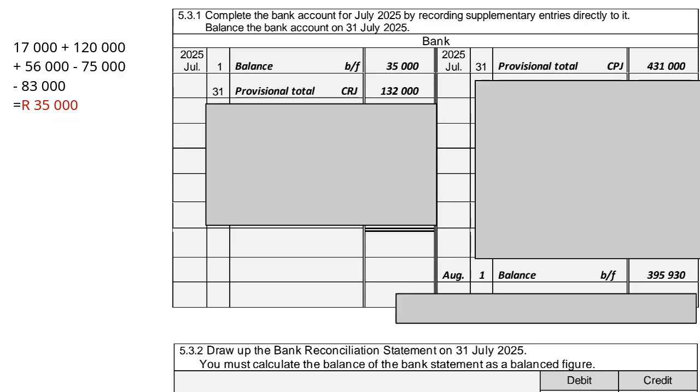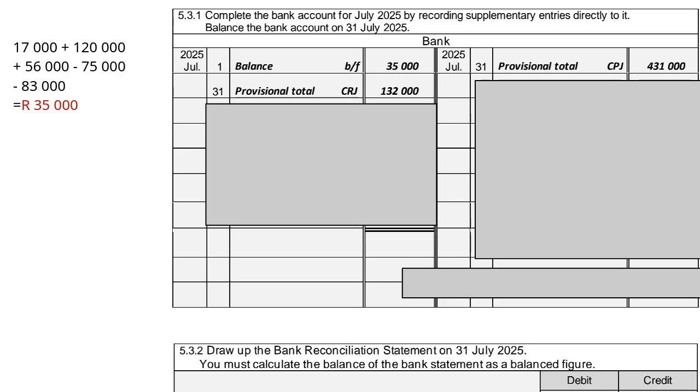The deposit of 56,000 Rand appeared correctly on the bank statement as 65,000 Rand. This deposit relates to cash sales and must be recorded in the business's books. So we need to determine the difference. What is 65,000 minus 56,000? That gives you 9,000 Rand, and that will then go to your cash receipts journal because it must still be recorded.